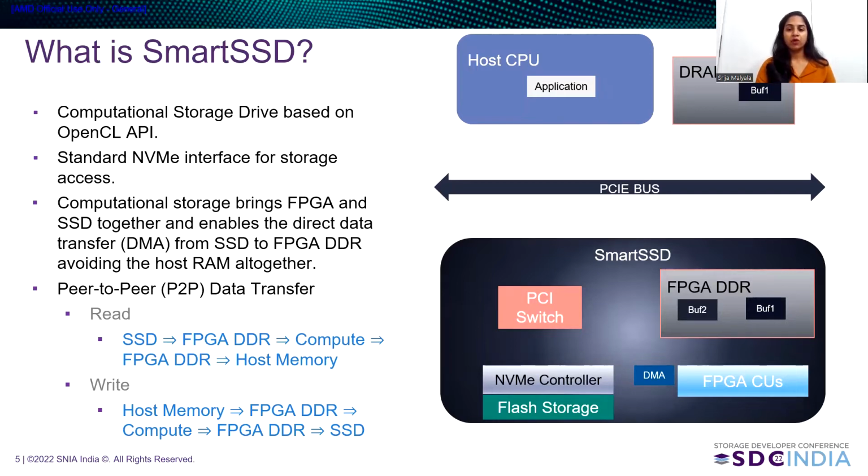Now let's look at how an application running on the host CPU can make use of the SmartSSD to offload compute tasks. The first thing the application does is to trigger the DMA to move the input buffer into the FPGA DDR.